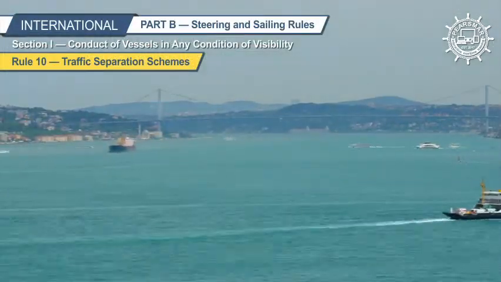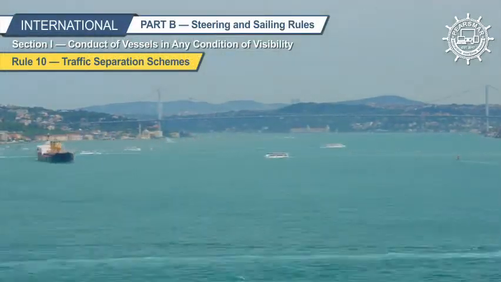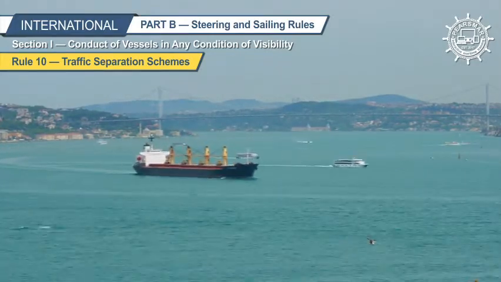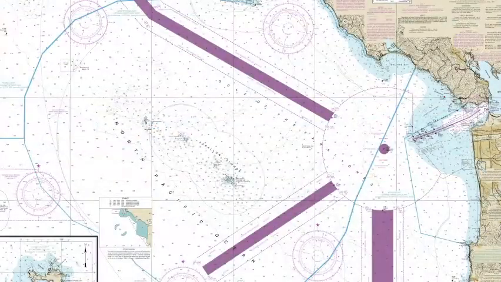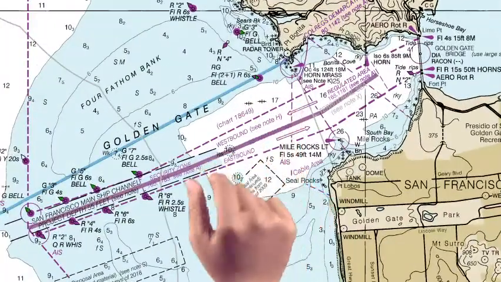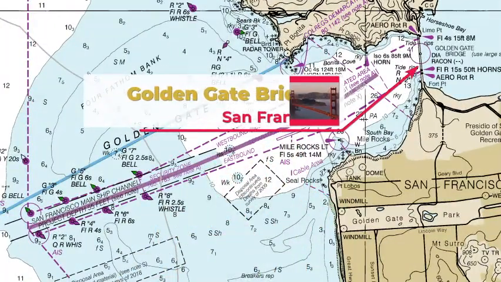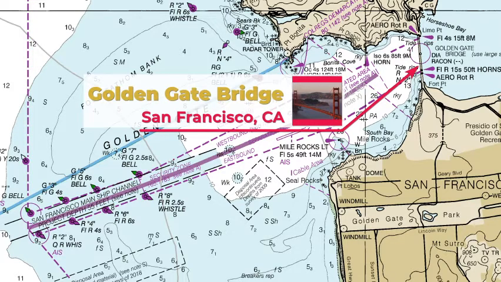International Steering and Sailing Rules. Rule 10. Traffic Separation Schemes. The International Maritime Organization has adopted traffic separation schemes around the world to help prevent collision in areas with heavy vessel traffic or restricted waterways.